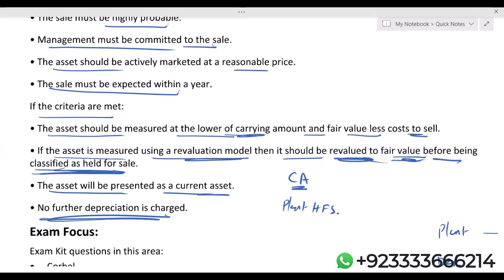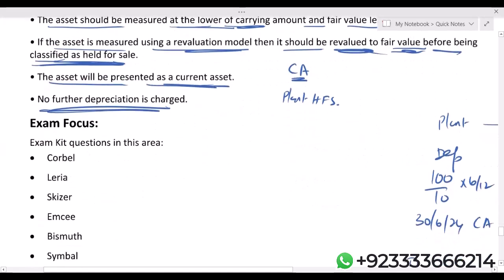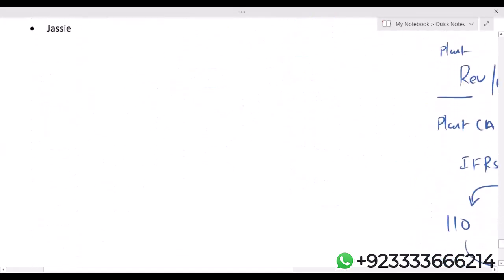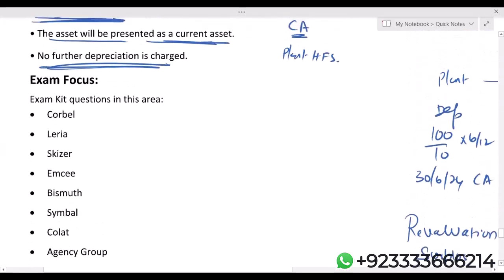So once the criteria is met, the asset should be measured at the lower of updated carrying amount and fair value minus cost of sale. If the asset is measured using a revaluation model, then it should be revalued to fair value before being classified as held for sale. And the last one says the asset must be presented as a current asset. And then there are a number of questions in which the examiner has tested this IFRS 5.